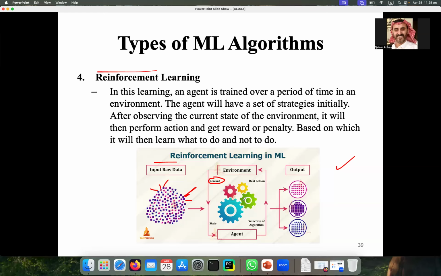And whenever the agent gets rewards, it will learn. It will strengthen the algorithm there. And whenever after a penalty, the agent will learn that it does not have to do this again. So the agent will update this penalty action also here. And through this reward and penalty, the agent will learn. And finally, it will give you the output, all this data separated into proper groups. So this whole discussion is called reinforcement learning.